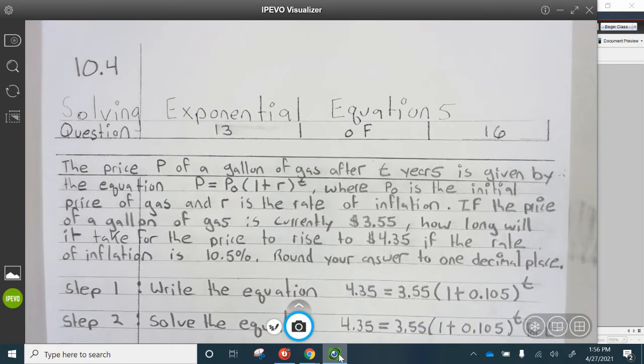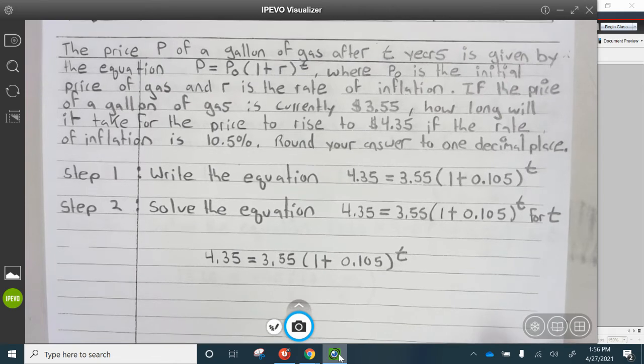All right. Question 13 of 16. The price P of a gallon of gas after T years is given by the equation P equals P naught, parentheses 1 plus R, to the T, where P naught is the initial price of gas and R is the rate of inflation. If the price of a gallon of gas is currently 3.55, how long will it take for the price to rise to 4.35? If the rate of inflation is 10.5%, round your answer to 1 decimal place.